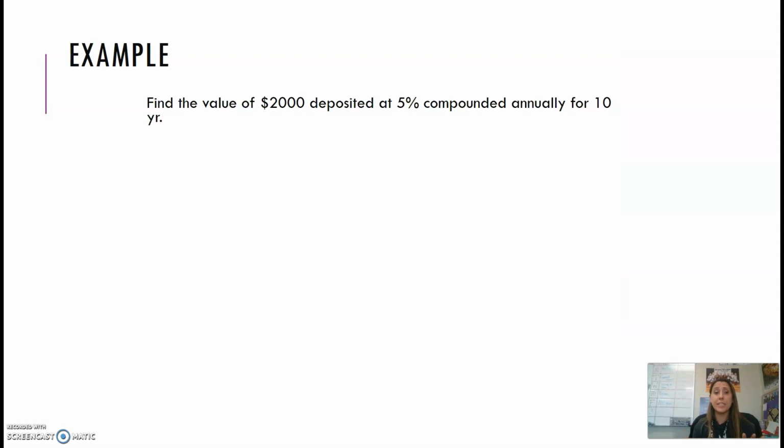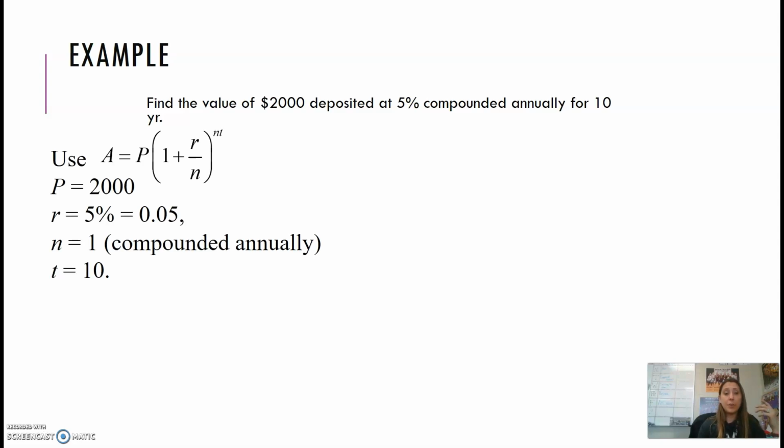So here's our first example. We're going to find the value of an account that starts with $2,000. It has a 5% rate. It's compounded annually, and we're going to find out what the balance will be after 10 years. So what we're going to do is figure out what our A, P, R, and T are. So we're going to use that compound interest formula right here. Our principal is 2,000. And by using these numbers, we're computing the A. So that's what we're finding.